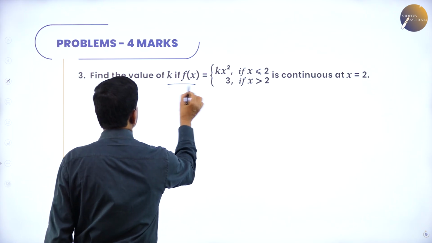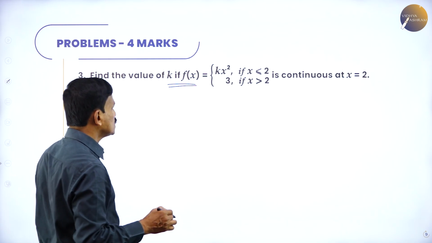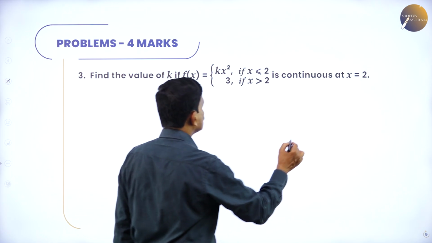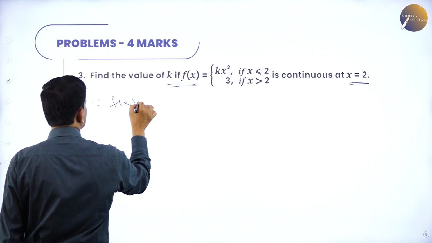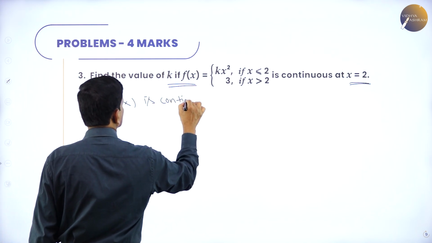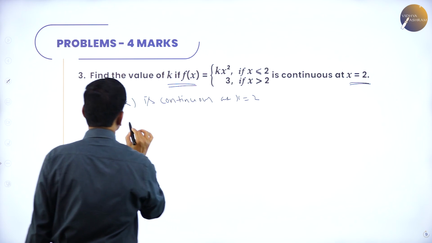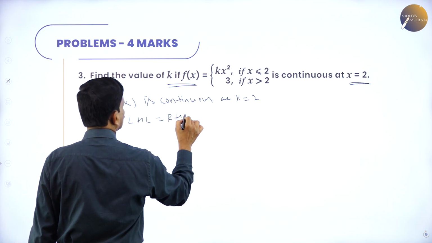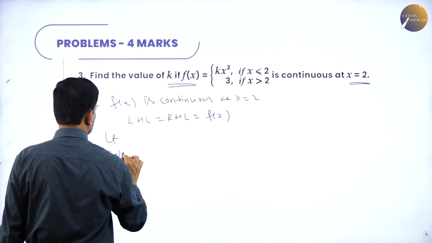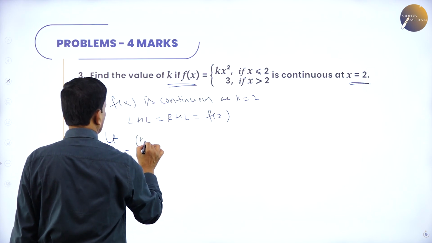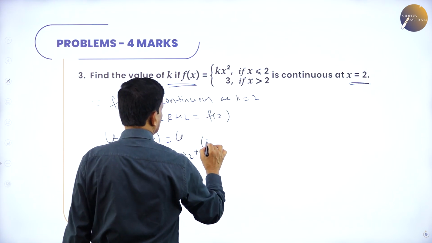Find the value of k if f of x is equal to kx square, where x is less than or equal to 2, and 3 if x is greater than 2, is continuous at x is equal to 2. This is also given. Since f of x is continuous at x is equal to 2, therefore left hand limit is equal to right hand limit is equal to functional value. So what is left hand limit? Limit x tends to 2 minus, when x is less than 2 we have kx square, is equal to limit x tends to 2 plus, when x is greater than 2 f of x is 3.